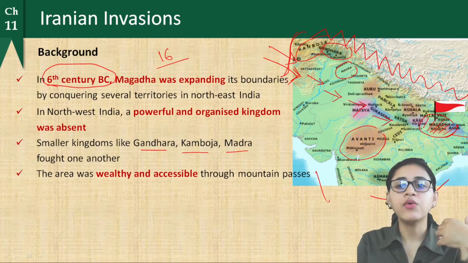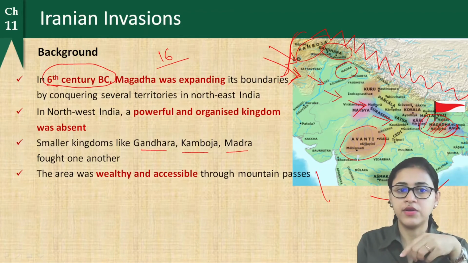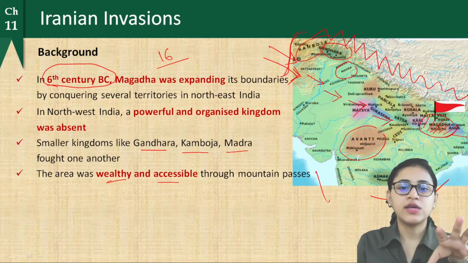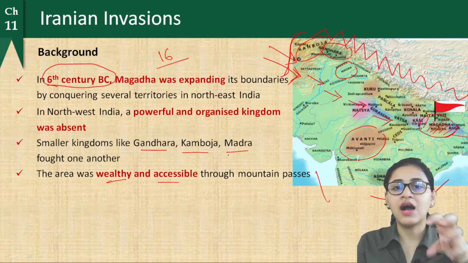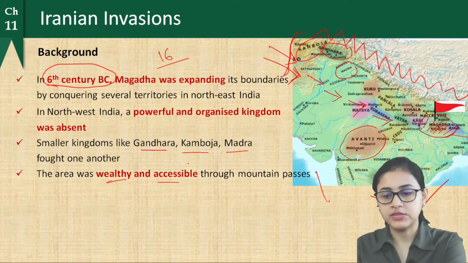So we now know how important the northwestern part of India is. This is some of the background that we have here. We have covered these 4 points. The area was wealthy and accessible through mountain passes, but because there was a lack of guard against the invasions, most of the invasions happened through these passes.